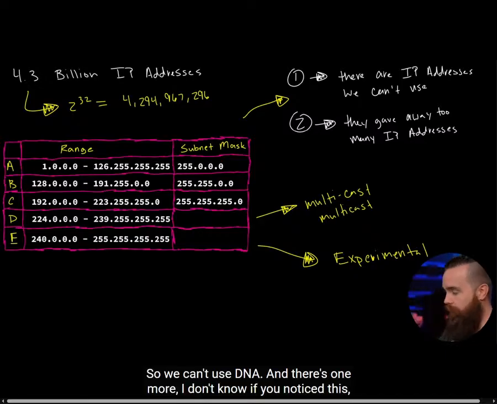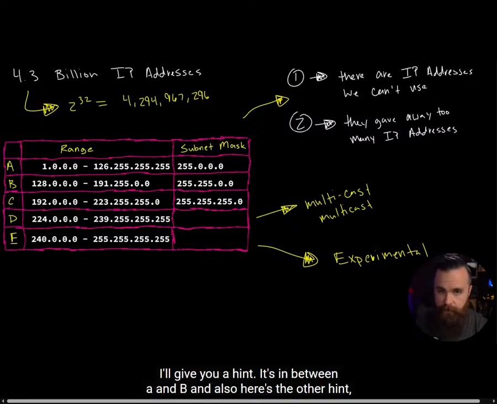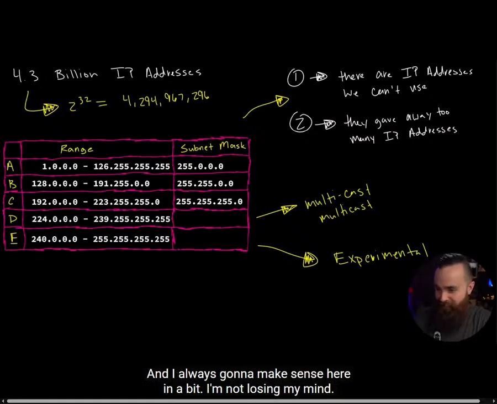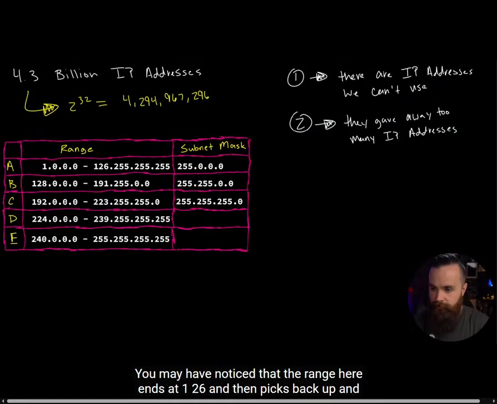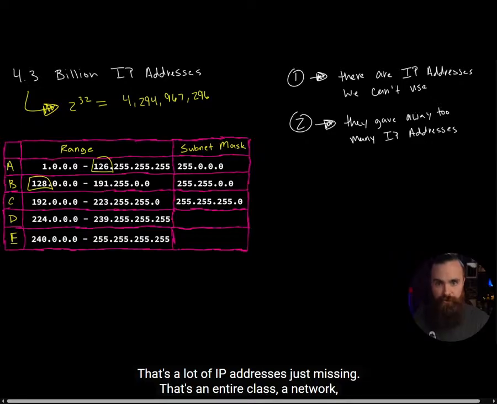And there's one more. I don't know if you noticed this. Look at that chart. Is there a number range missing? Can you find where's Waldo? I'll give you a hint. It's in between A and B. And also, here's the other hint, Dorothy, because there's no place like home. This will make sense, I promise. You may have noticed that the range here ends at 126 and then picks back up in B at 128, making us go, huh, where is 127? Like, where'd it go? That's a lot of IP addresses just missing.